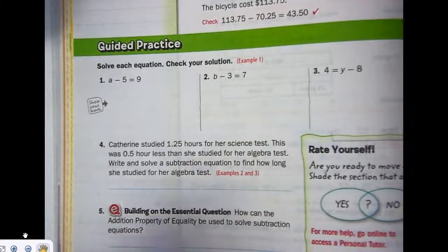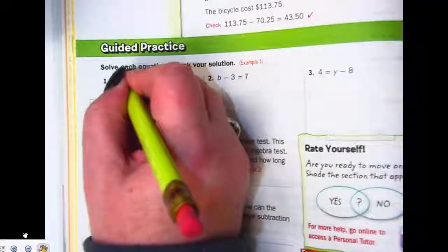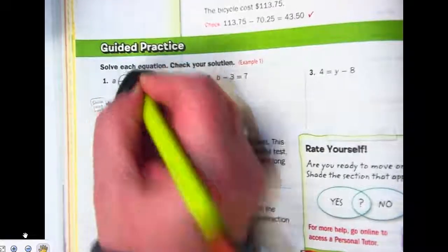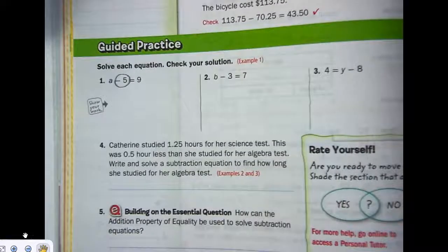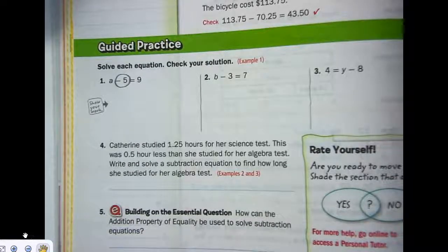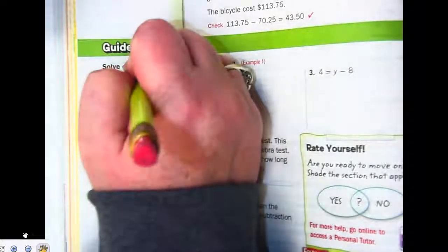To figure out what this number is, we have to undo or get rid of subtracting 5. So we have to do the inverse operation. We have to do the opposite of subtracting 5, which is what? What do we need to do? What's the opposite of subtracting 5? We need to add 5.